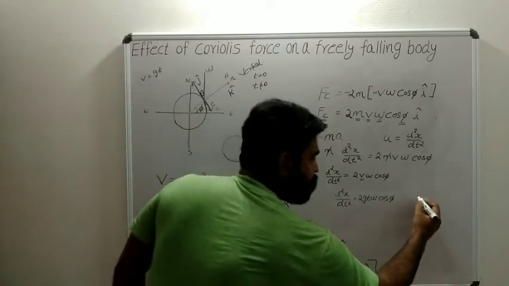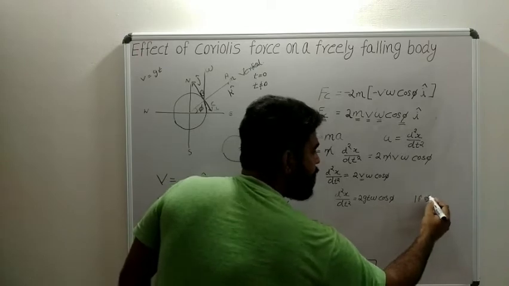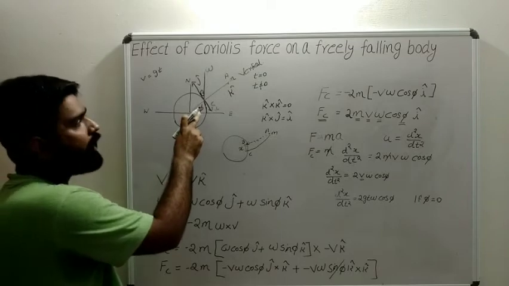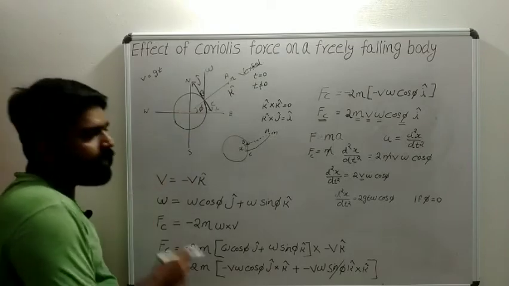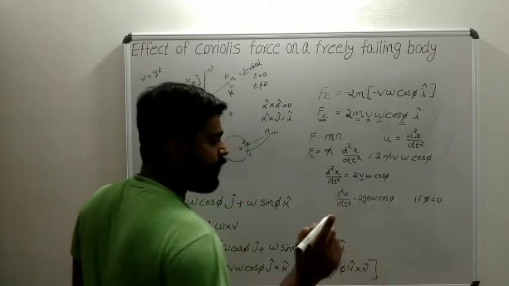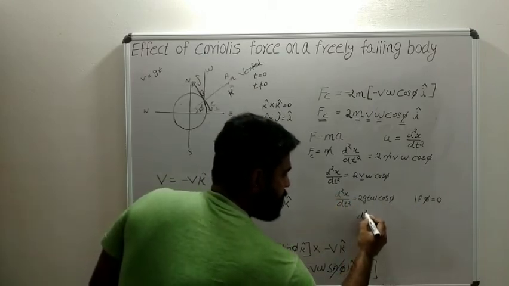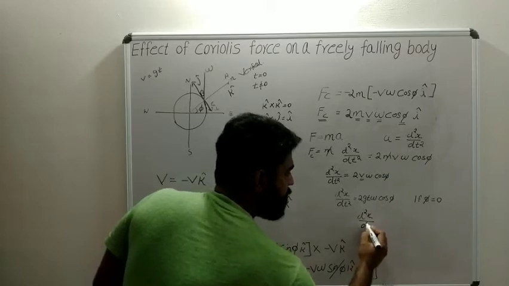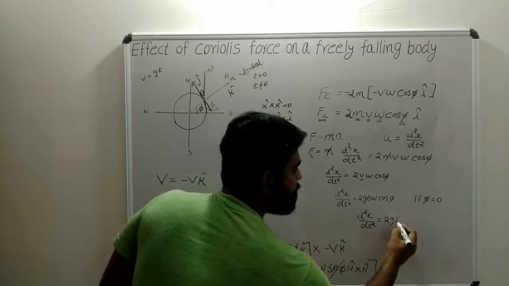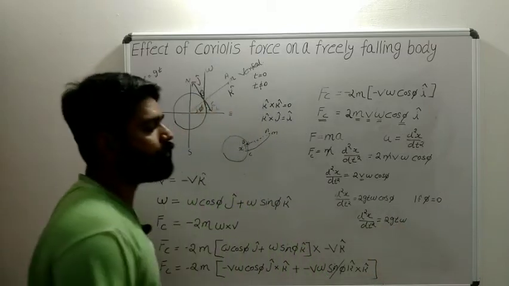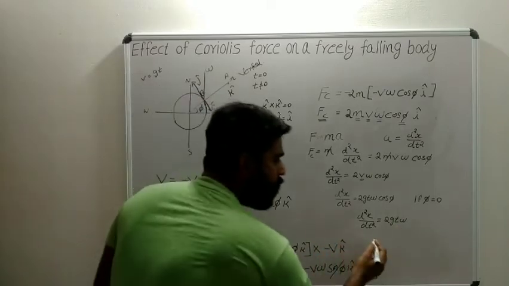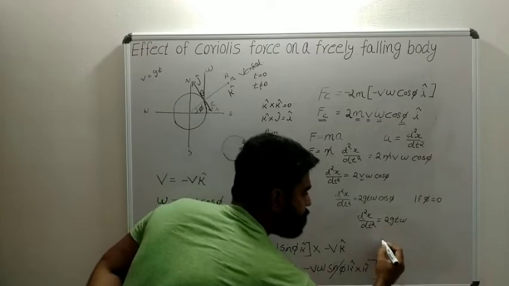And if phi is equal to 0, this angle becomes 0, then what's the value of d square x by dt square? Cos 0 is equal to 1, then d square x by dt square is equal to 2 g t omega. 2 g t omega.